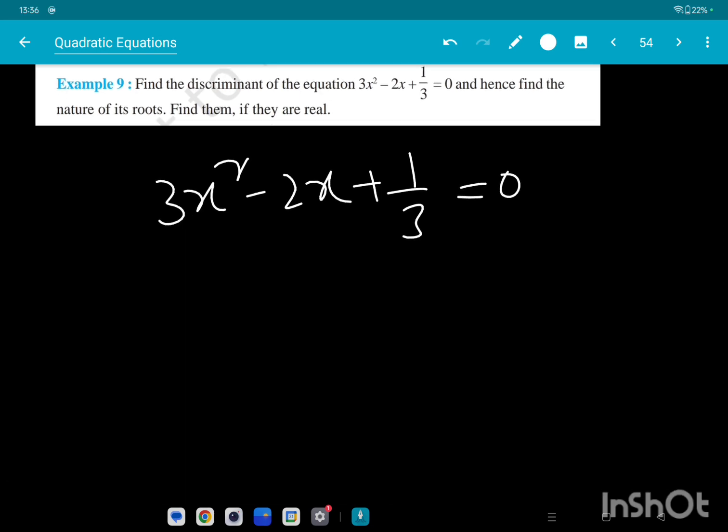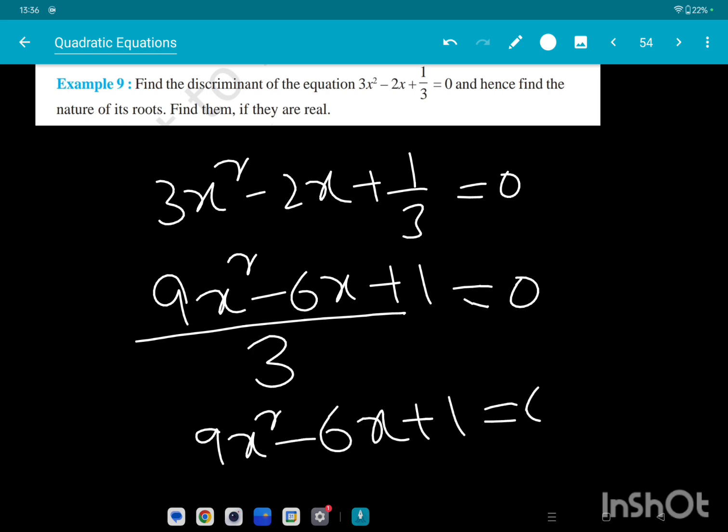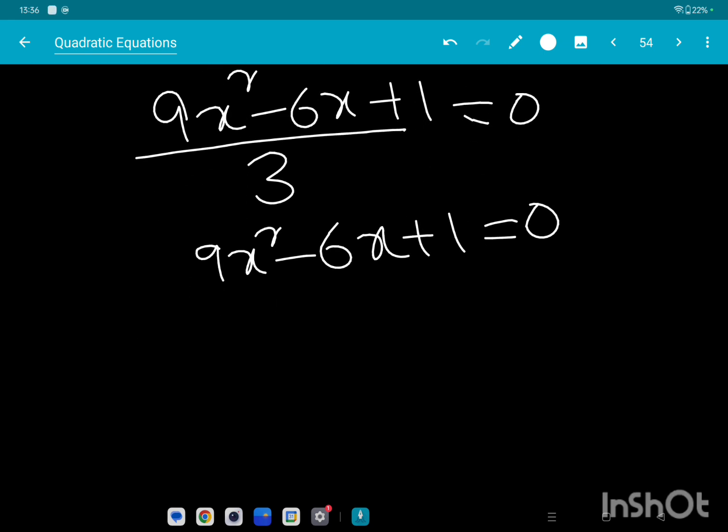How can I do it? I will take the LCM first. 3 3s are 9, so 9x² − 6x + 1 = 0. This is the quadratic equation we got.